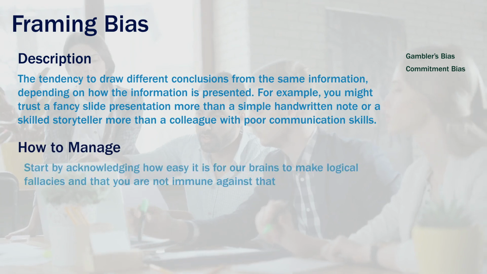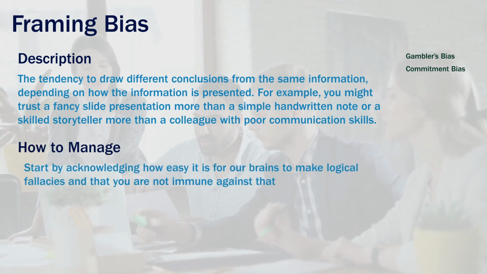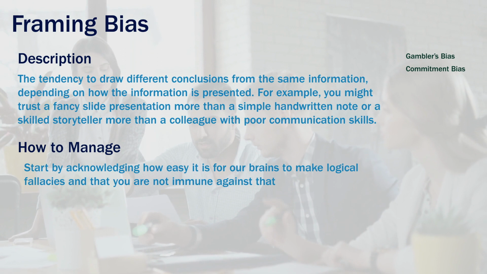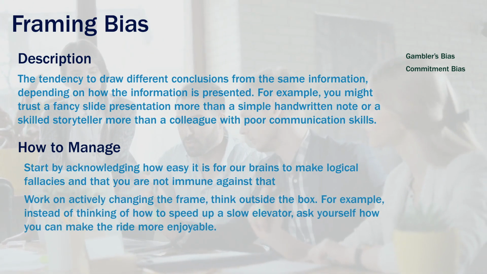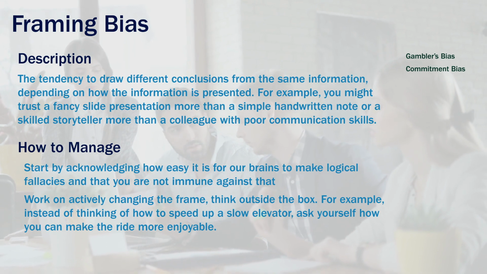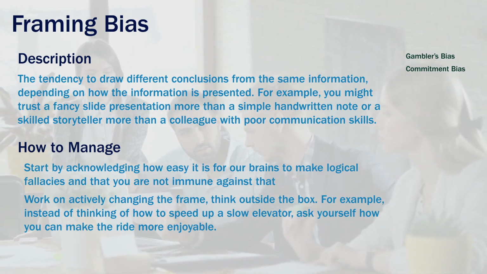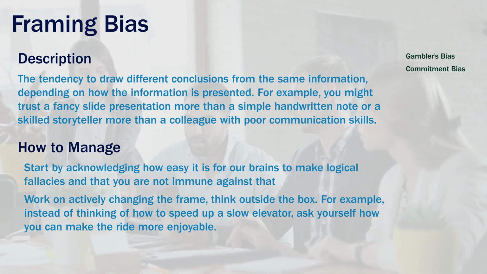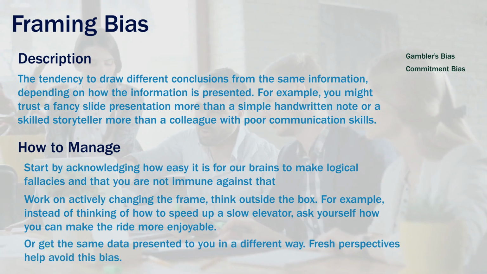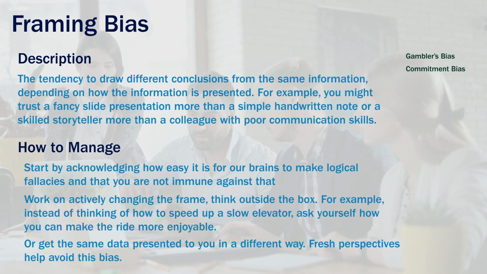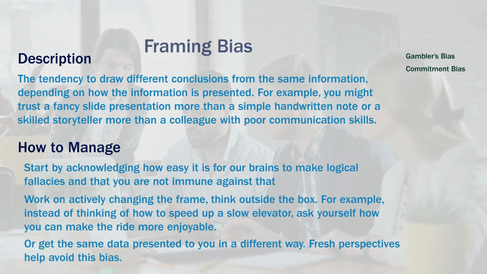How to manage. Start by acknowledging how easy it is for our brains to make logical fallacies, and that you're not immune against that. Work on actively changing the frame. Think outside the box. For example, instead of thinking of how to speed up a slow elevator, ask yourself how you can make the ride more enjoyable. Or get the same data presented to you in a different way. Fresh perspectives help avoid this bias.